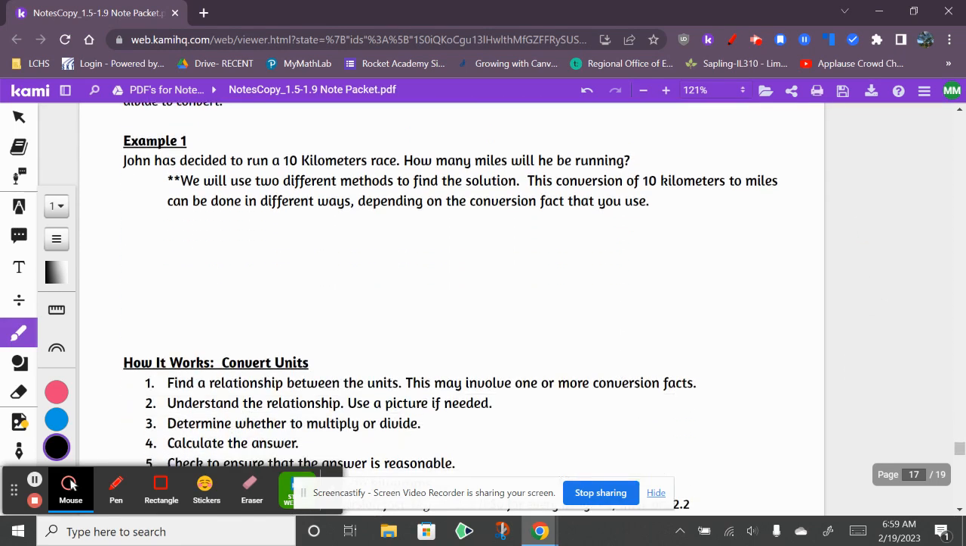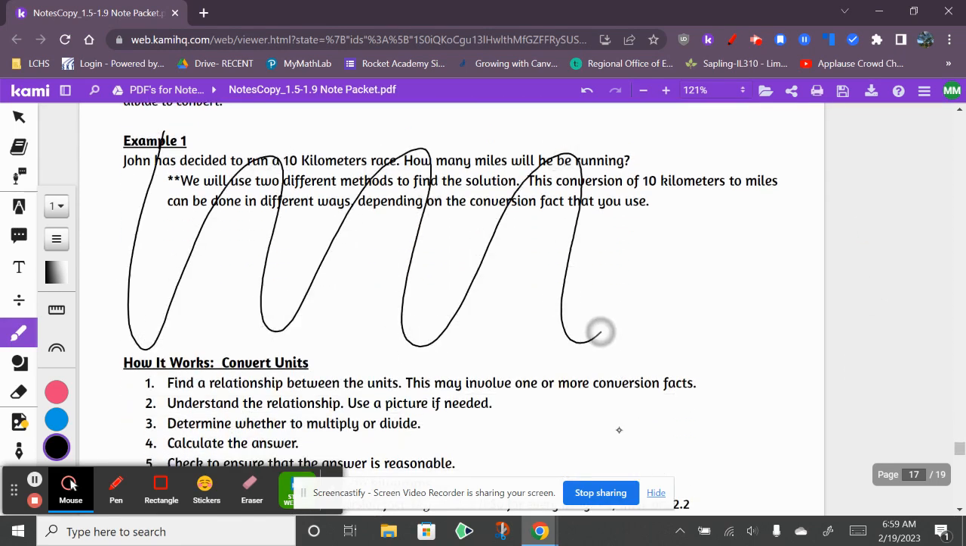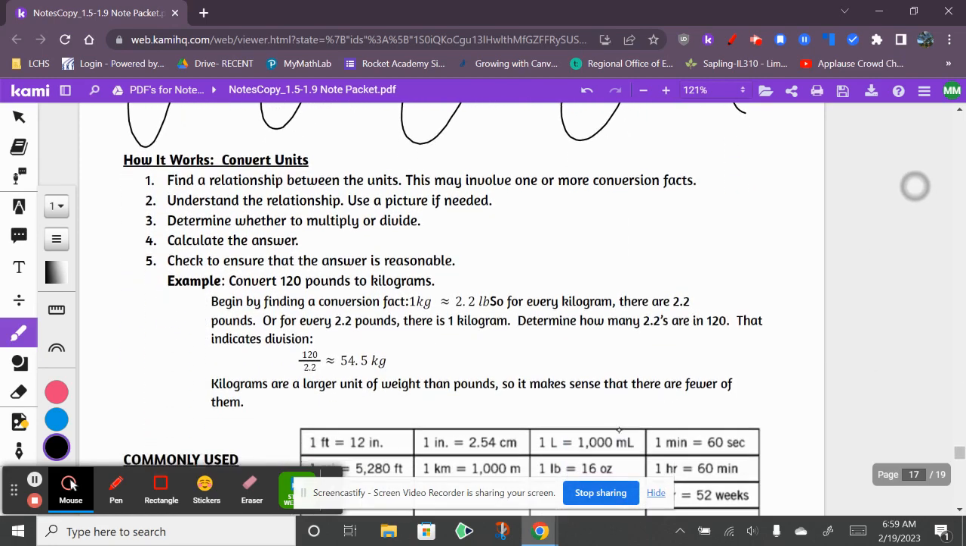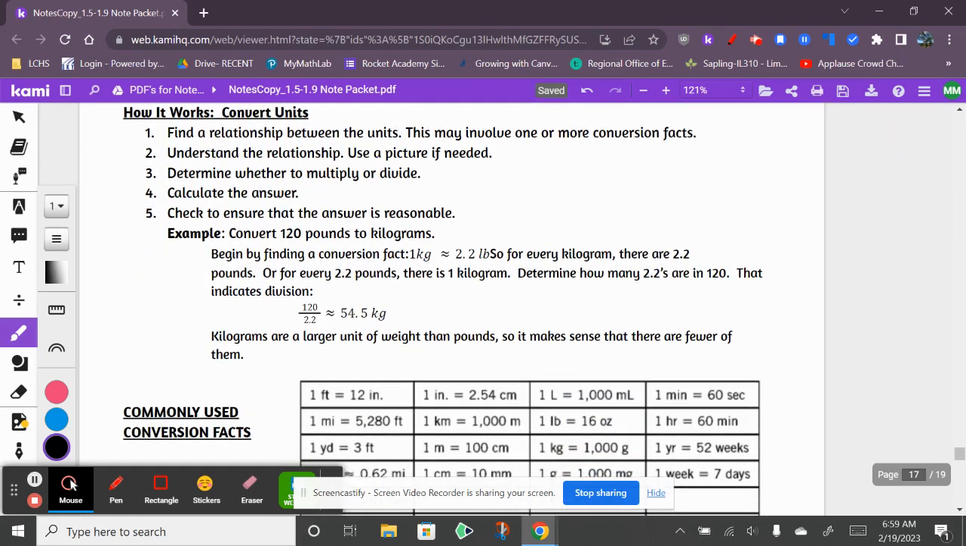We are going to skip example 1, and I'm going to go straight into how you will actually convert units. So the first thing that you want to do is find the relationship between the units. Sometimes this can involve one or more conversion facts. Step 2 is to understand the relationship. Use a picture if needed. I like to use arrows. Then you will determine if you multiply or divide. Check your answer, and then you can also check to ensure that the answer is reasonable.